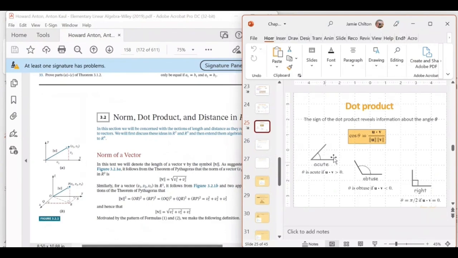Here, if you have an acute angle, that's going to be less than 90 degrees. Obtuse angle, we've got more than 90 degrees here. You're going to want to keep notes of the dot products. This was also another little handy slide to kind of remember.